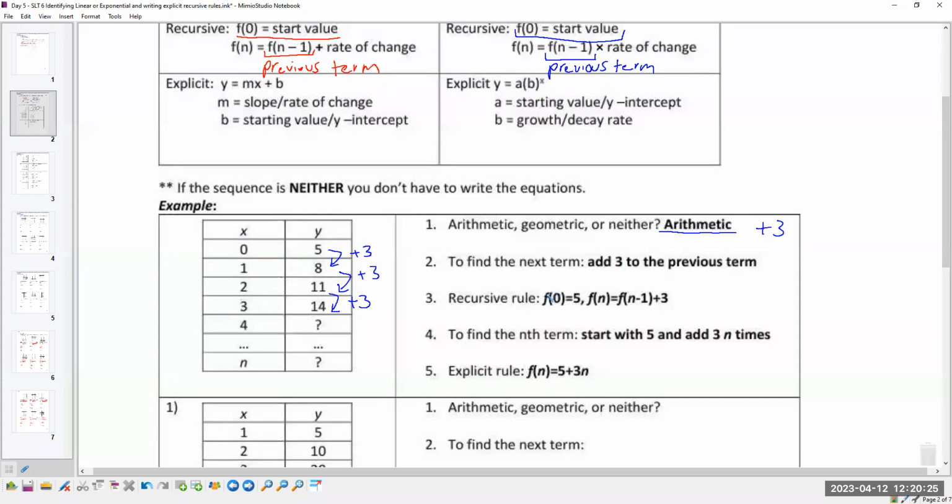So my recursive rule, my first term is 0. So there's f of 0 equals 5. Now, I want to show you something. If I was looking for f of 1, I would need f of 0. That's the previous term. So like here, if this is 1, 1 minus 1 gave me the 0, and then I'm just going to add 3 to that. So the second half of my recursive rule is f of n equals f of n minus 1 plus 3. So let's say we were looking for the fifth term, just for fun.